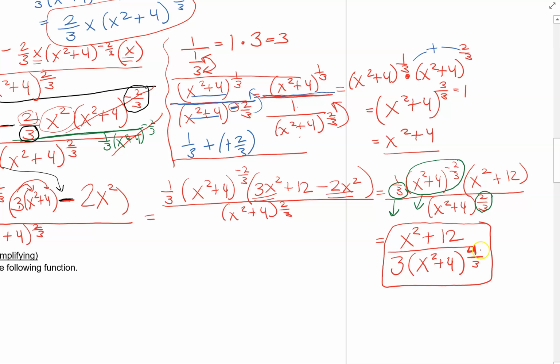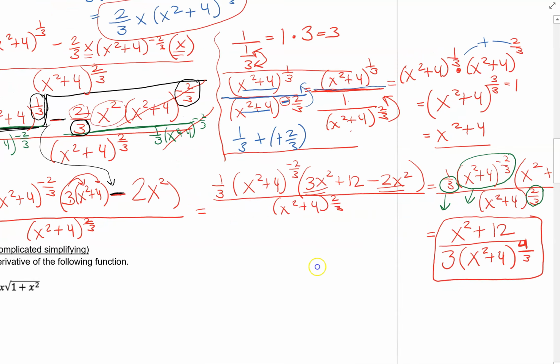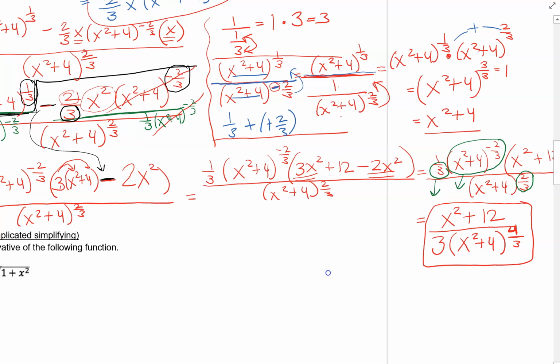And in this setting, since I'm dealing with thirds instead of halves, I feel like it's better to go about it the factoring route to end up at this final answer here.